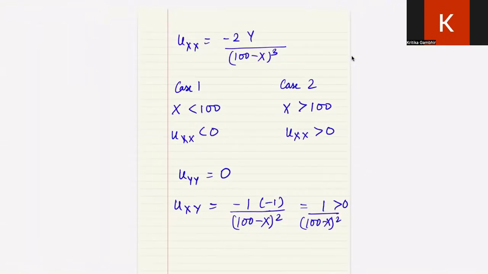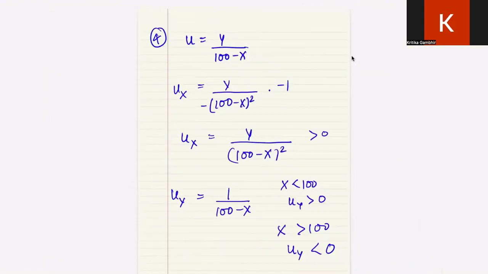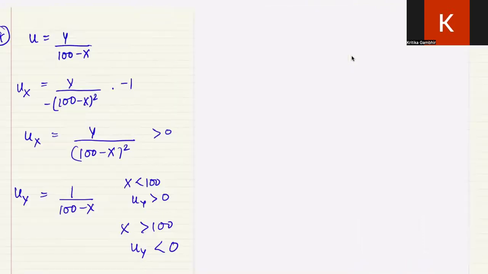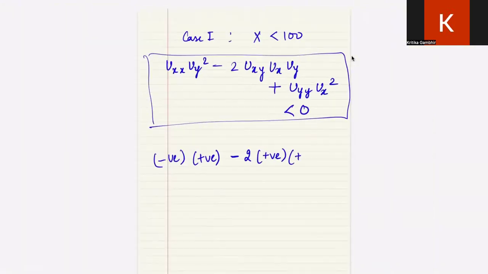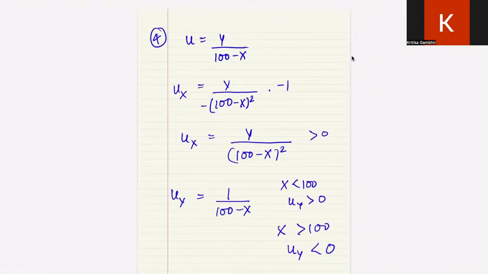Minus 2 into uxy. See, uxy is always positive. So 2 into some positive quantity. ux की अगर मैं बात करूं तो ux is always positive. uy की बात करूं तो uy में conditions बन रही हैं. x अगर less than 0 है तो uy positive है.